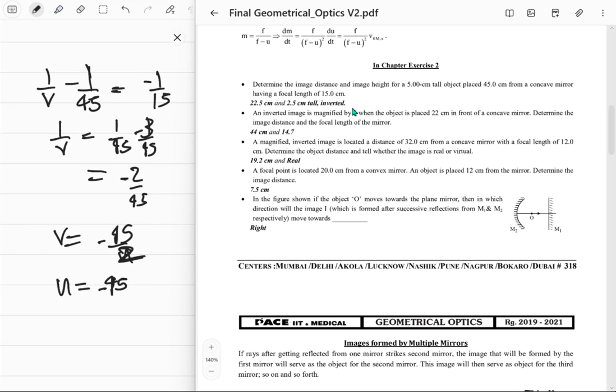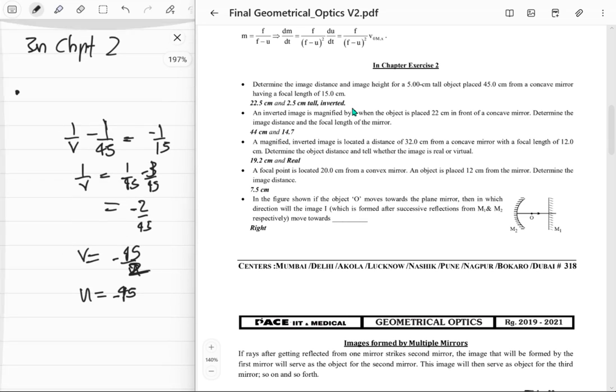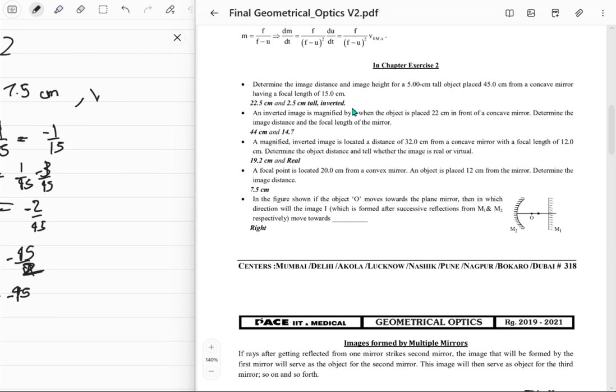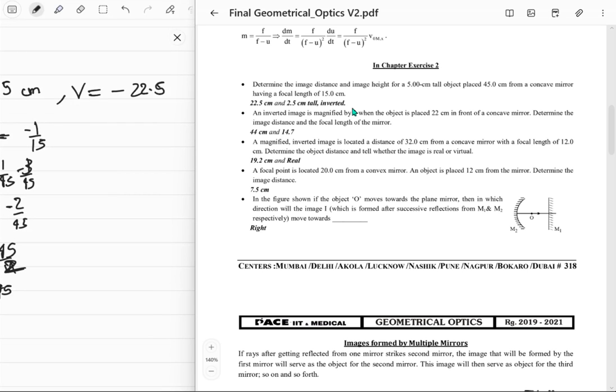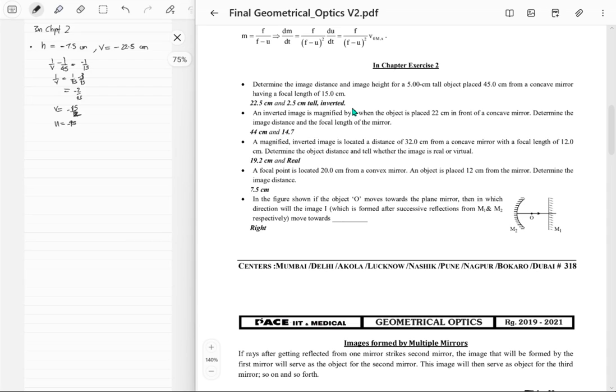So what happened is that the object shrinks to half the height. So your height will now be just 7.5 centimeter, and it's going to be inverted, of course, because of negative v upon u. So h is equal to negative of 7.5 centimeters, and v is equal to negative 45 upon 2, which is negative 22.5 centimeter. There we go. This should do it.